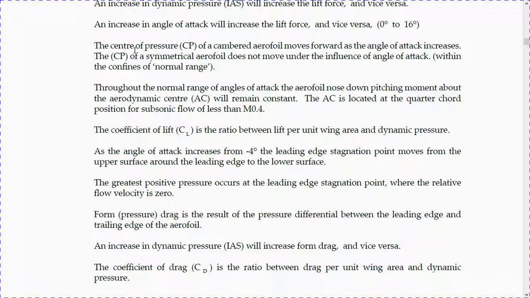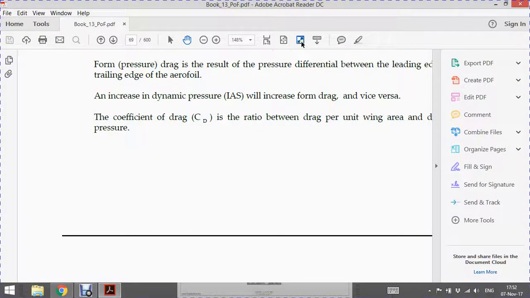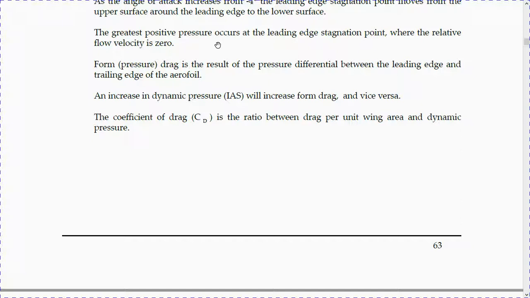As the angle of attack increases from -4 degrees, the leading edge stagnation point moves from the upper surface around the leading edge all the way to the lower surface. The greatest positive pressure occurs at the leading edge stagnation point, where the relative flow velocity is 0.